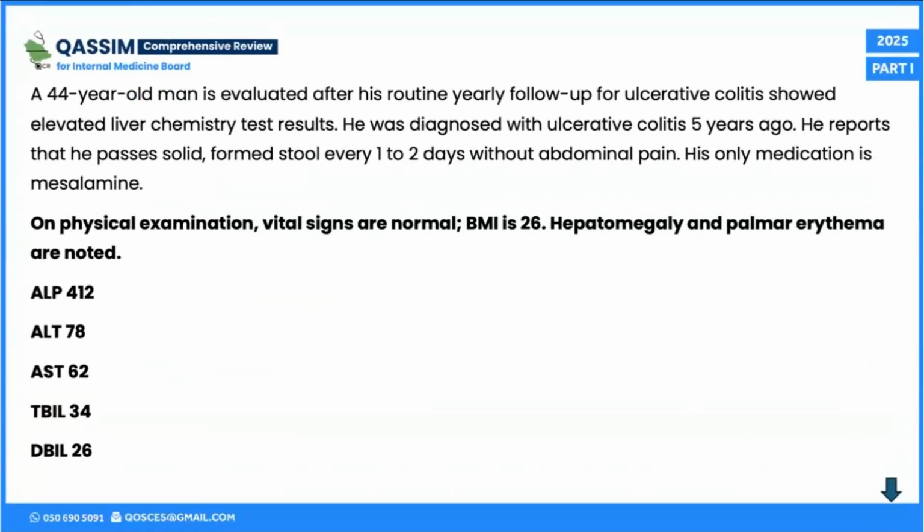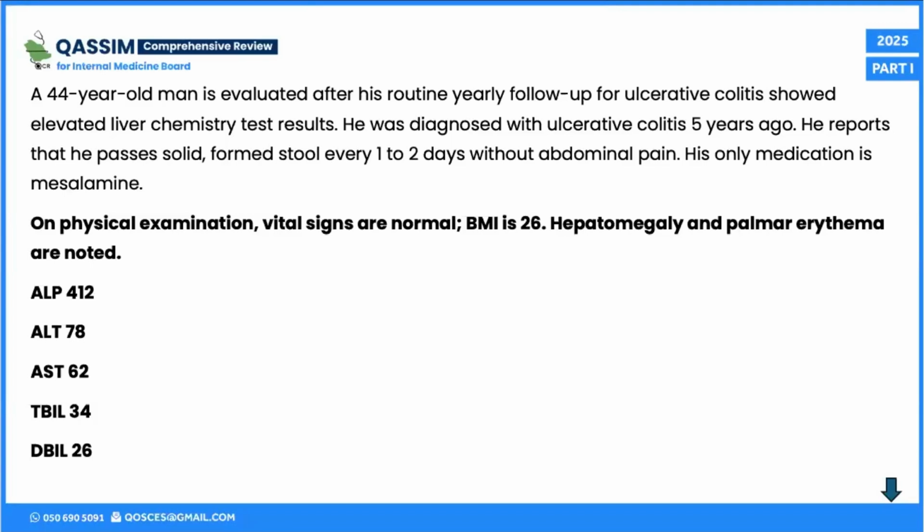Next question: a 44-year-old man is evaluated after a routine yearly follow-up for ulcerative colitis. His labs showed elevations in liver enzymes. He was diagnosed with ulcerative colitis 5 years ago. He reports that he passes solid formed stool every 1 to 2 days without abdominal pain. His only medication is mesalamine. So he's a middle-aged patient diagnosed with ulcerative colitis who appears to be in clinical remission.